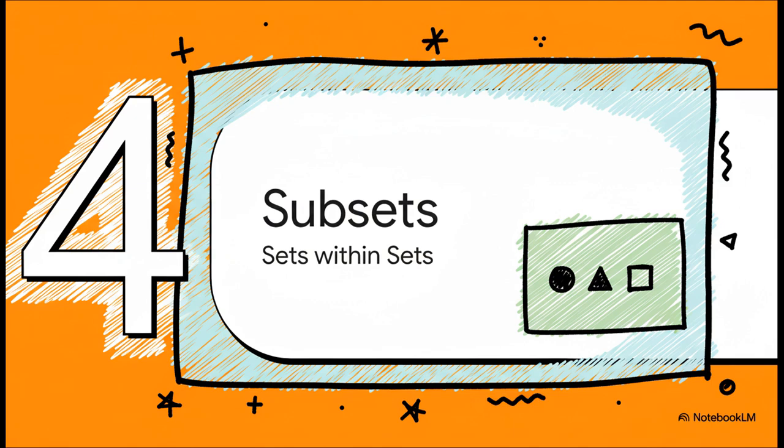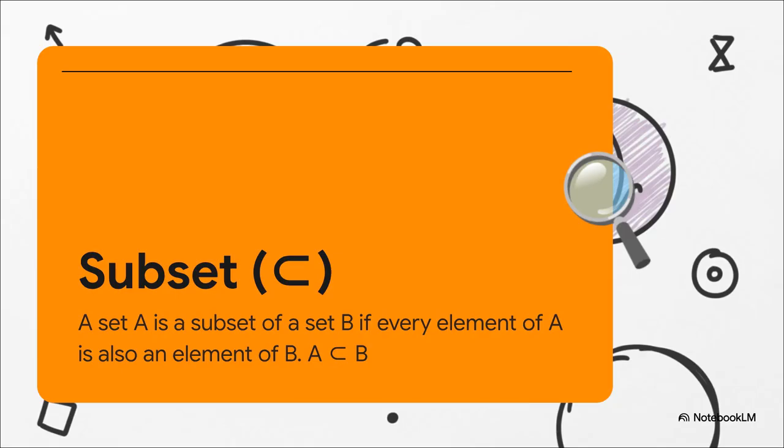I want you to imagine a small pencil box inside your big school bag. That's kind of what a subset is. It's just a smaller set that's living inside a bigger one. So here's the official rule. We say set A is a subset of set B if every, and I mean every single element of A, is also found inside B.